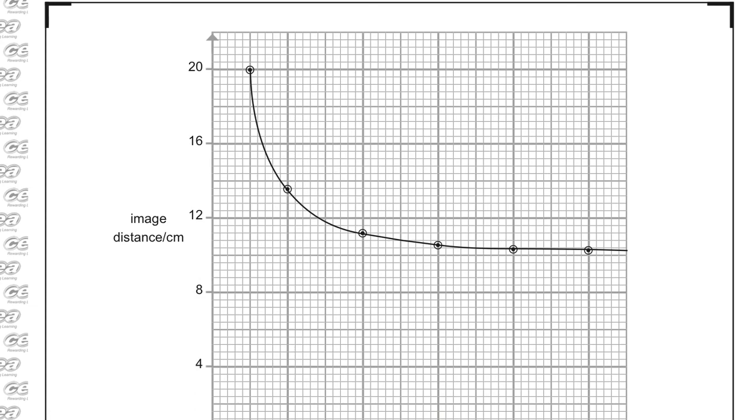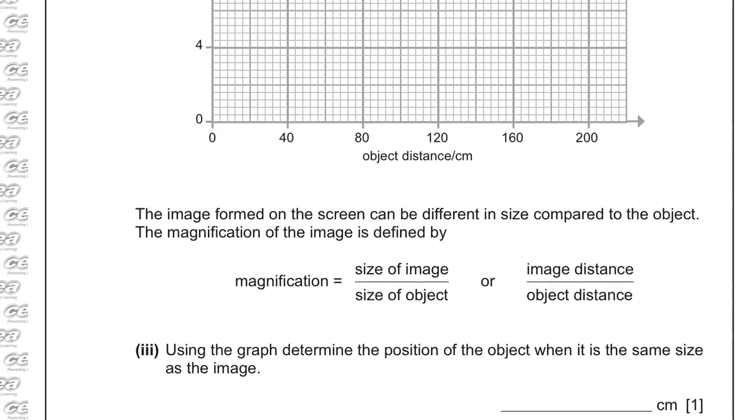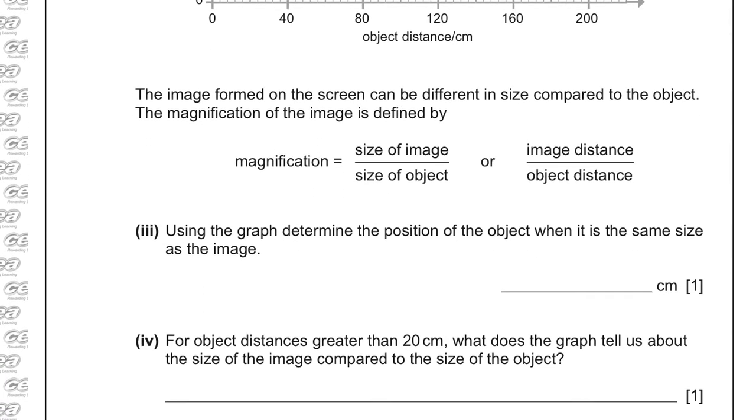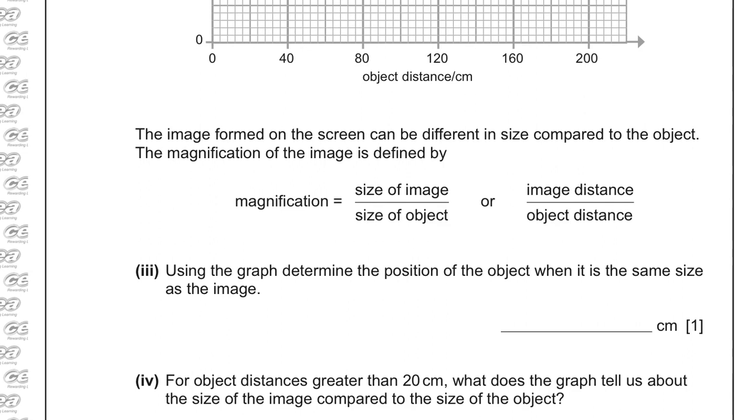So back to your graph now, and we have this image distance versus object distance plot, and we're now asked a few questions about the graph. So we're told this magnification equation, that the size of the image over the size of the object will be the same as the image distance over the object distance. So either of those ratios can be thought of as the magnification of a system. It says, using the graph, determine the position of the object when it is the same size as the image.